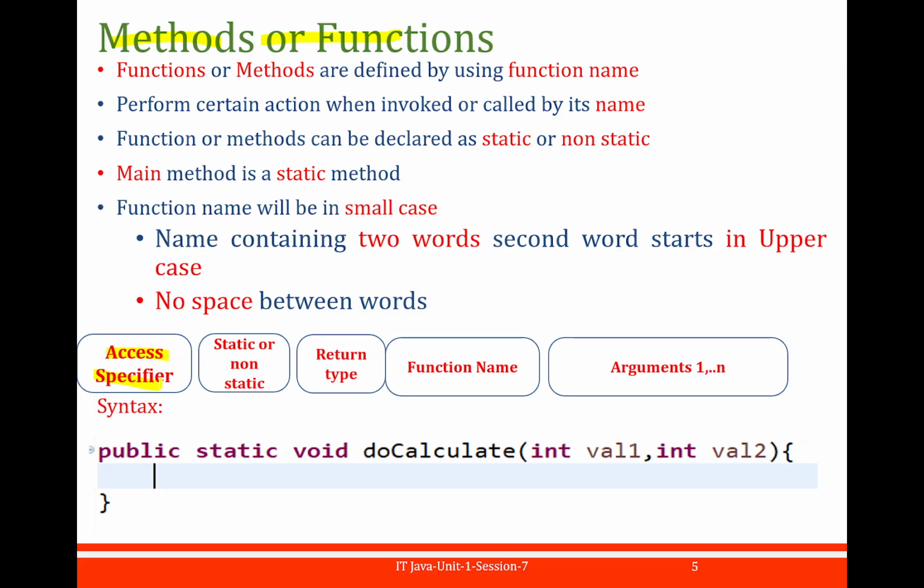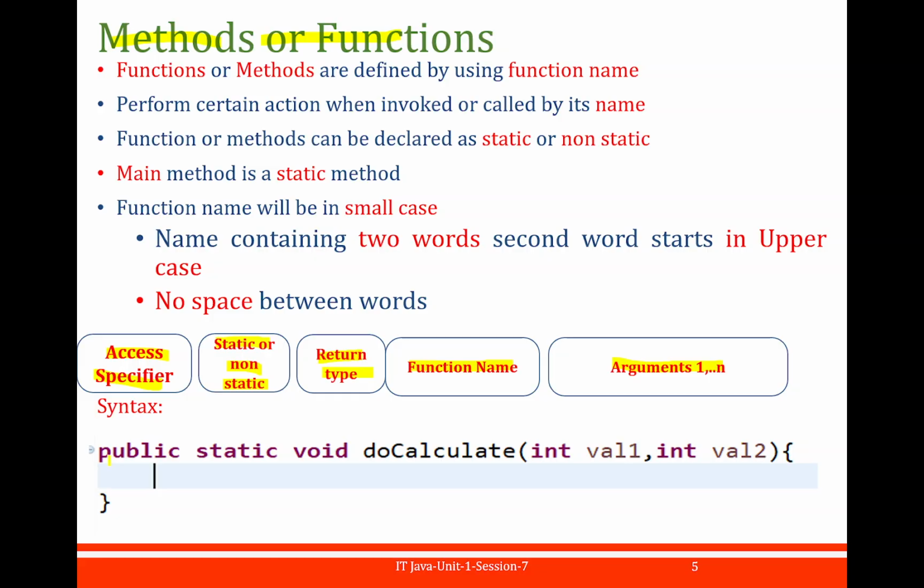Public is accessible anywhere. So these are the access specifiers, and then followed by telling whether a method is a static or a non-static method. If it is a static method, we have to use the keyword static. If it is non-static, then we need not mention anything. Static means we need not create any object to call that method. Followed by the return type of the method, followed by the method name, and then the arguments list inside the brackets.